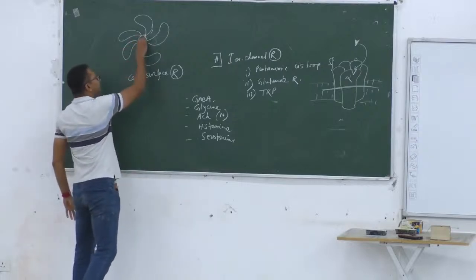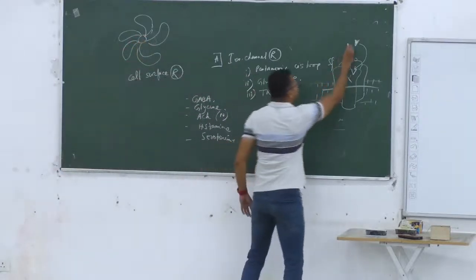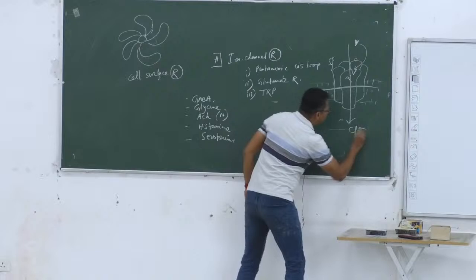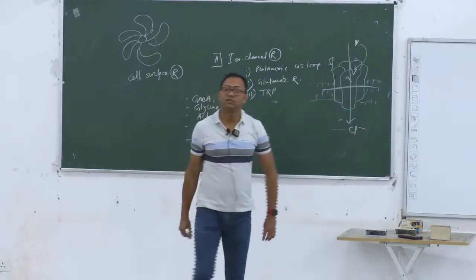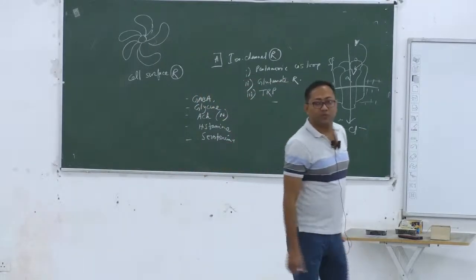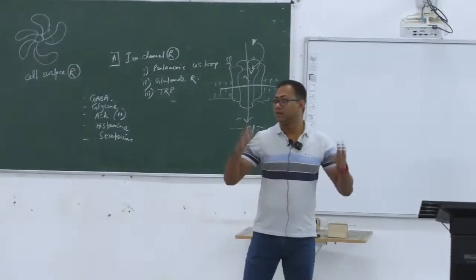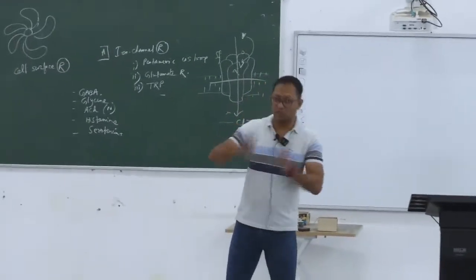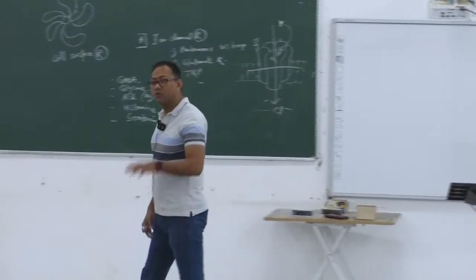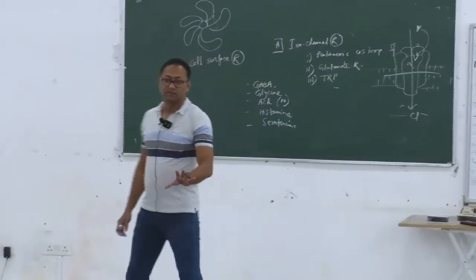And chloride will enter into this cell, right? Chloride is a negative ion, and when chloride enters into the neuron, what will happen? The membrane potential will go towards negative, right? So neuronal excitability will be less.